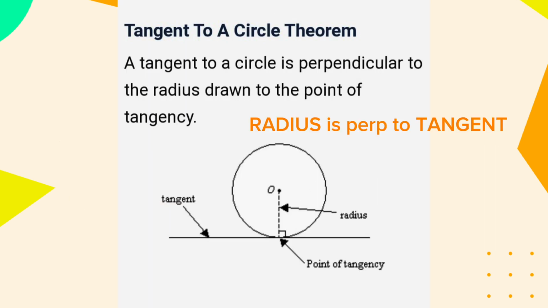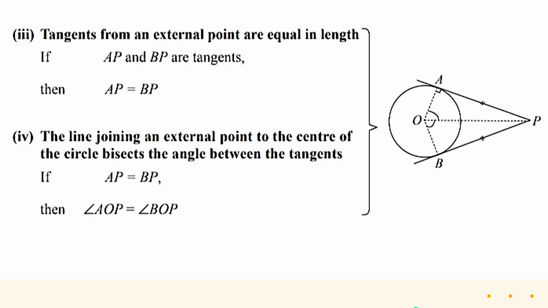A tangent to a circle is perpendicular to the radius drawn to the point of tangency. The next rule is tangents from an external point are equal in length. If AP and BP are tangents, then the length of AP is equal to the length of BP.